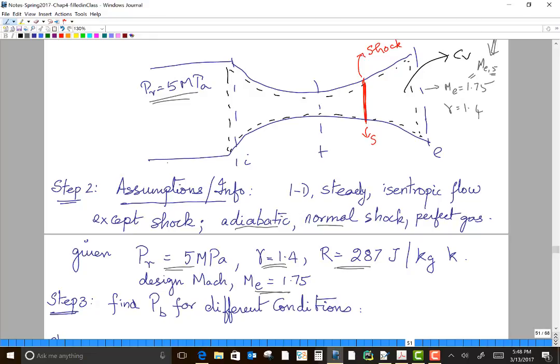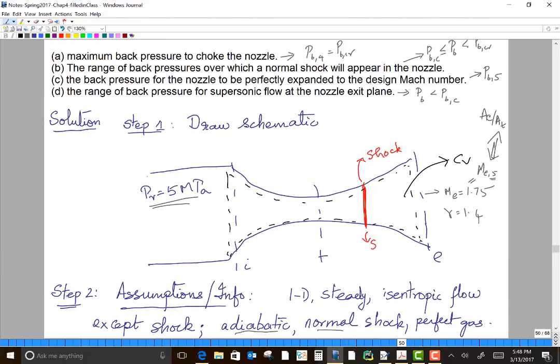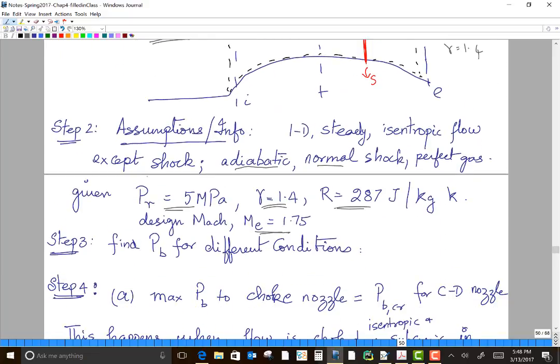ME is 1.75. And you have to understand, okay, what is the PB for the different conditions? So all you have to find out is, let's see, PB4, PB5, PBC. Okay, so you have to find 3 PBs in total. So you have to find PB4, PB5, and PBC. Okay, so it's such an easy thing to do, right?